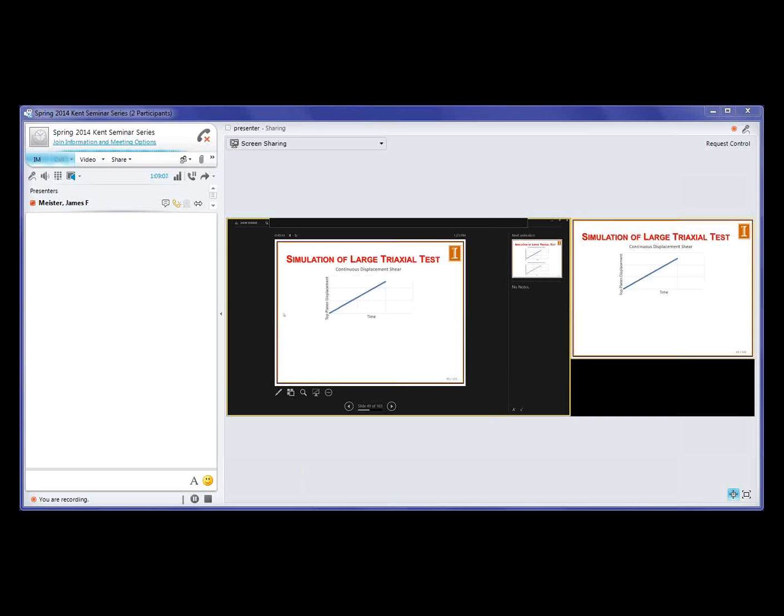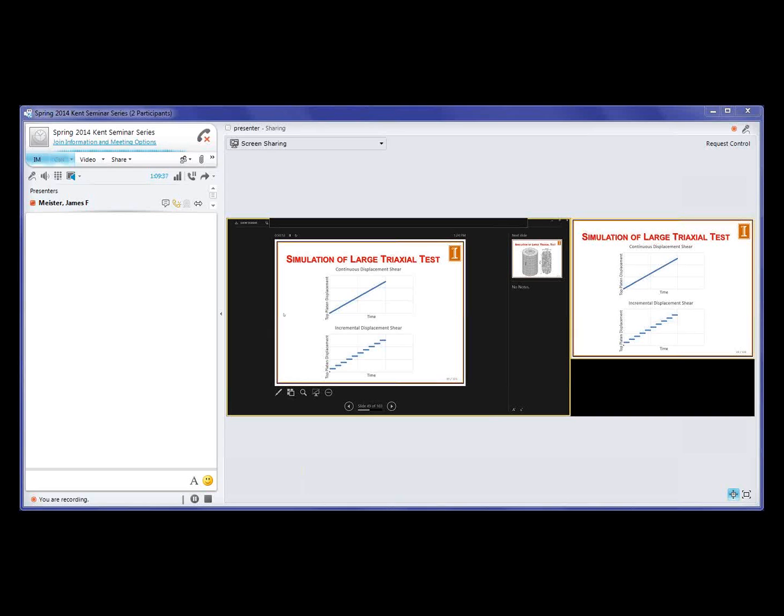So if we think about the laboratory, we use a continuous displacement shear, which means with time increasing, the top plate displacement just keeps moving down. But can we have another method to simulate that? We came up with a method called incremental displacement shear. Since our stress behavior is not significantly influenced by the strain rate, why not? Let's just totally get rid of time.